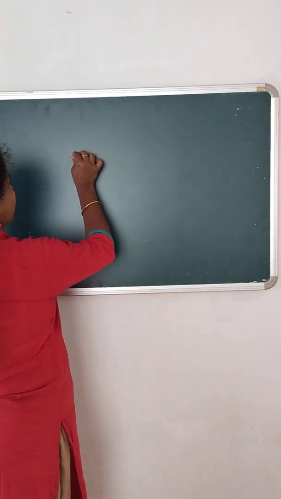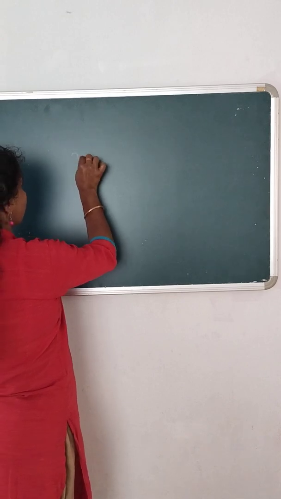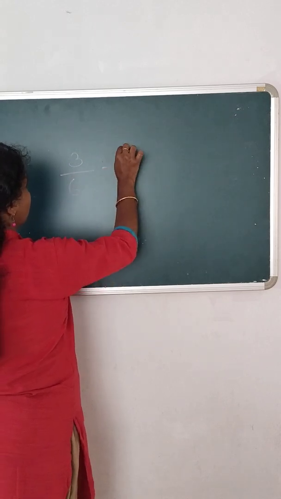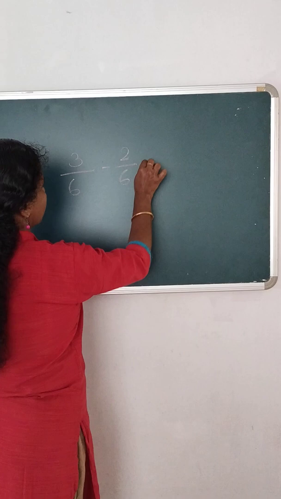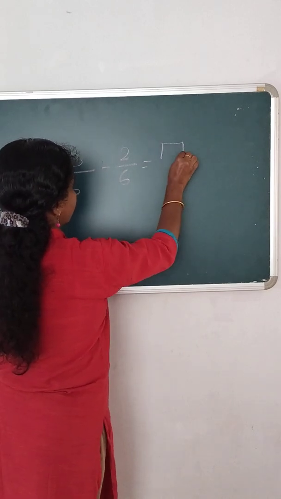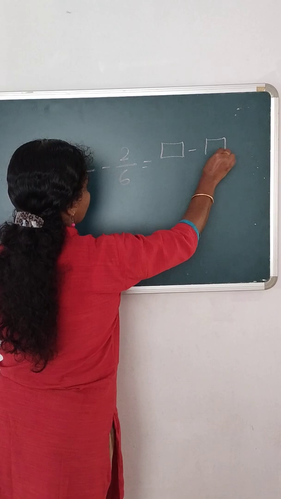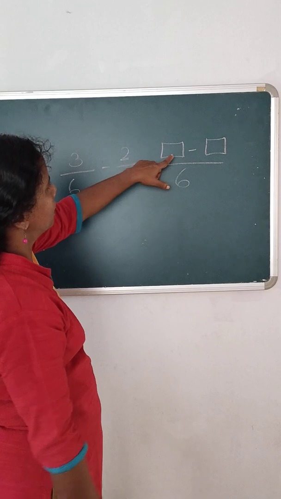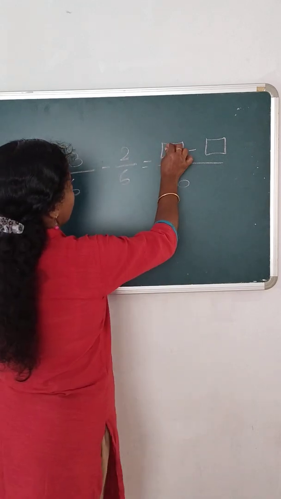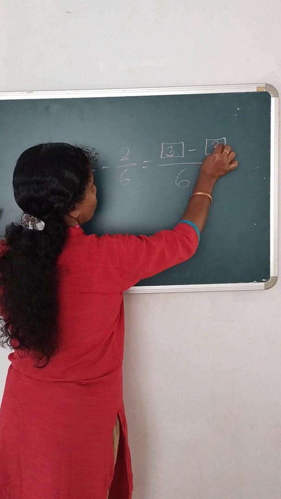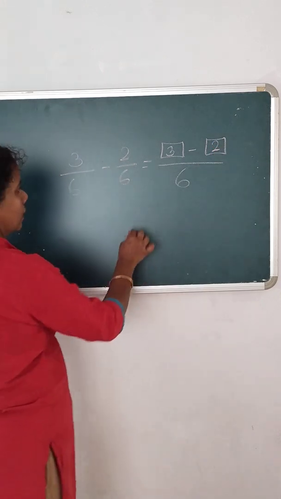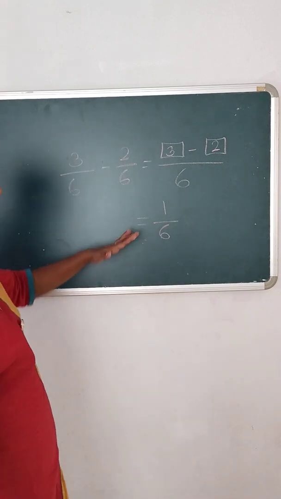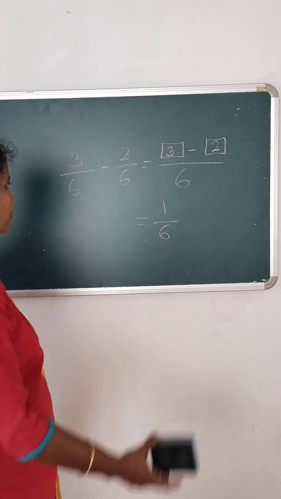If we are given the fractions 3 by 6 minus 2 by 6 equals box, with one more box empty, by 6. So what will we write? In the first box we have to write the 3, and what should be subtracted from 3? 2. 3 minus 2 is equal to 1 by 6. Okay children, so what's the answer? 1 by 6.